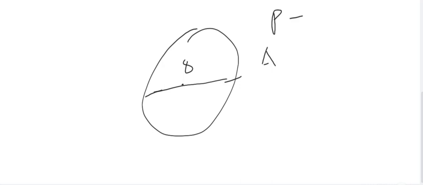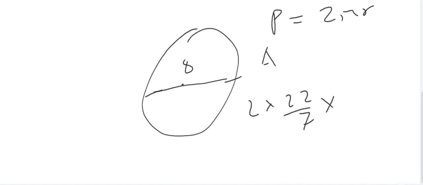First, we use the formula 2 pi r for perimeter. So 2 times 22 by 7, which is pi, into the radius. Since 8 is the diameter, then half of 8 will be 4, which is the radius. So it's going to be 6.28 into 4, which is 24.8, if I'm going to assume correct.